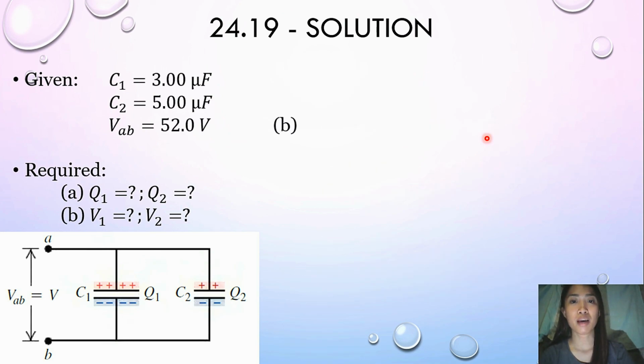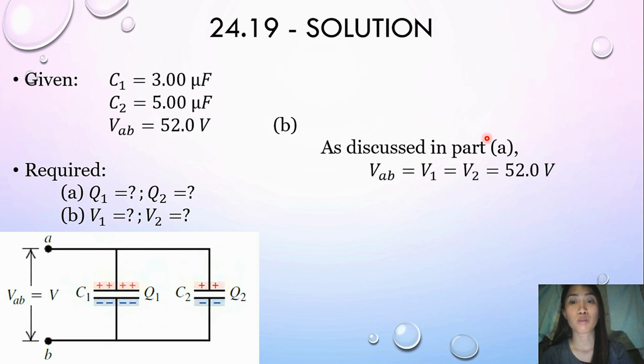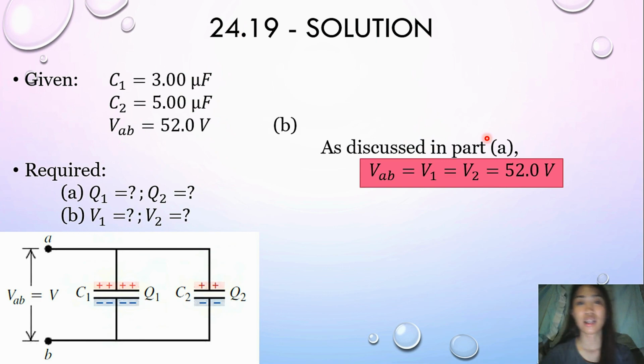So for letter B, again, as we discussed in part A, the potential difference is the same for the two capacitors. Therefore, the potential between A and B is equal to the potential in the first capacitor and the second capacitor, which is 52.0 volts.